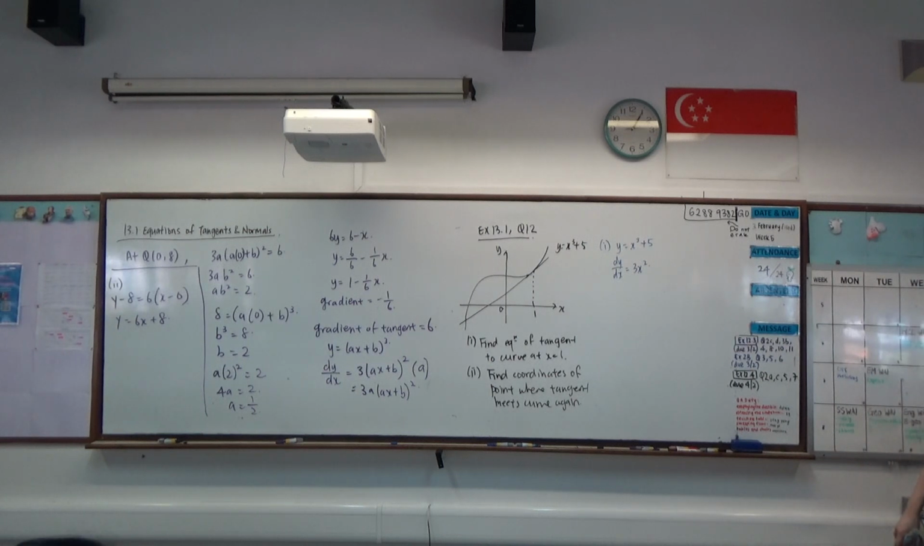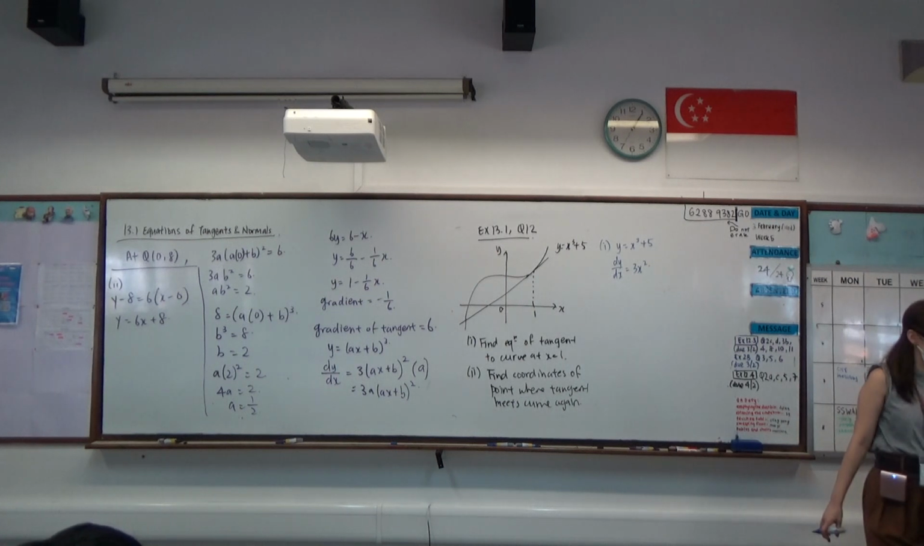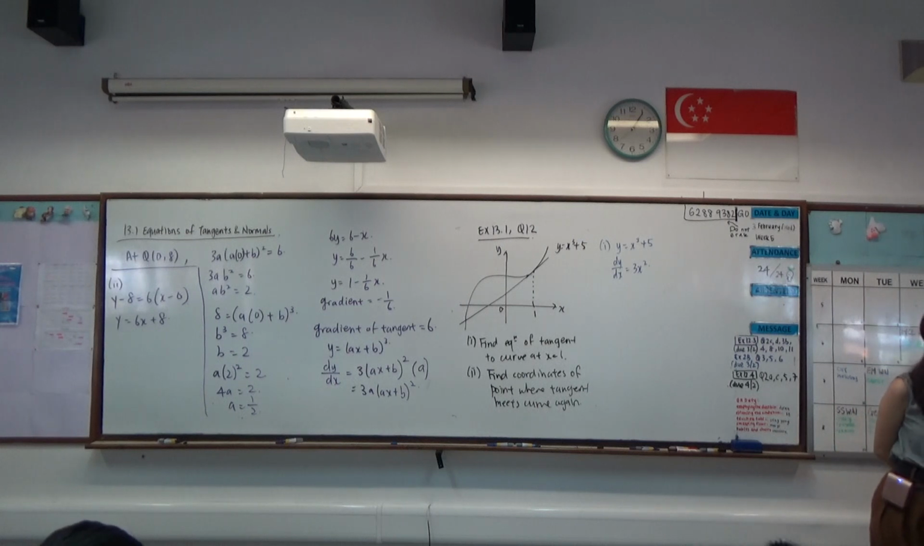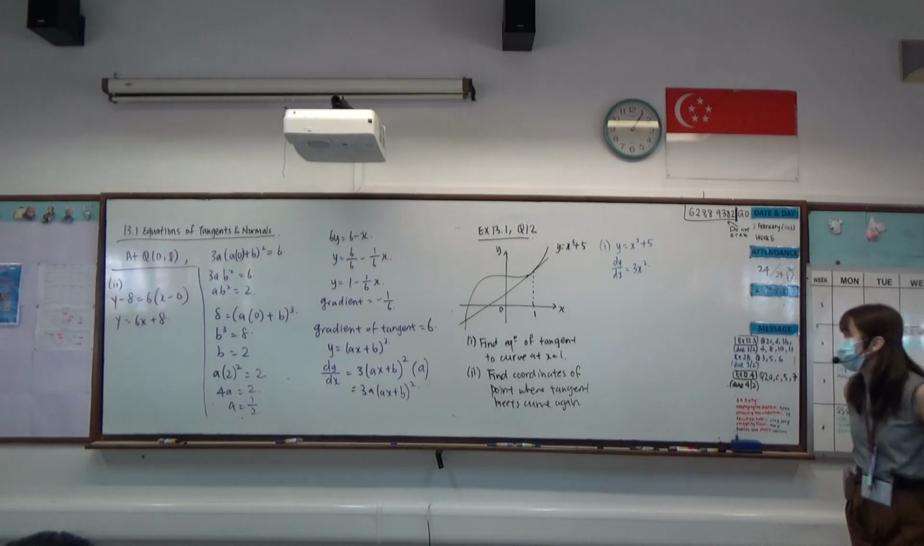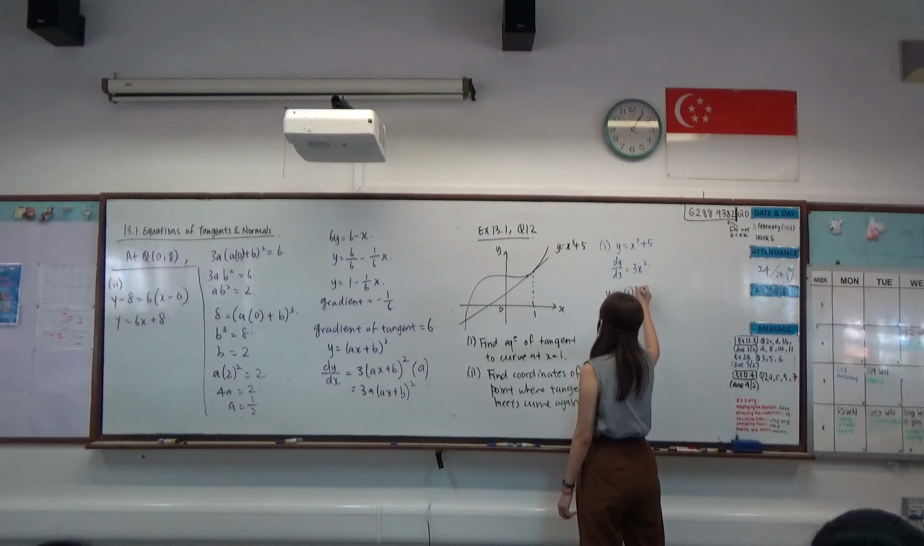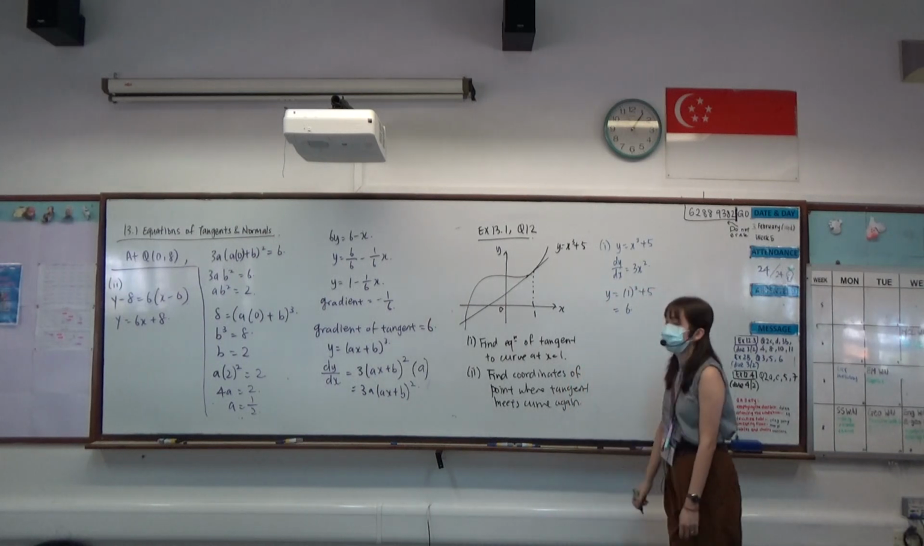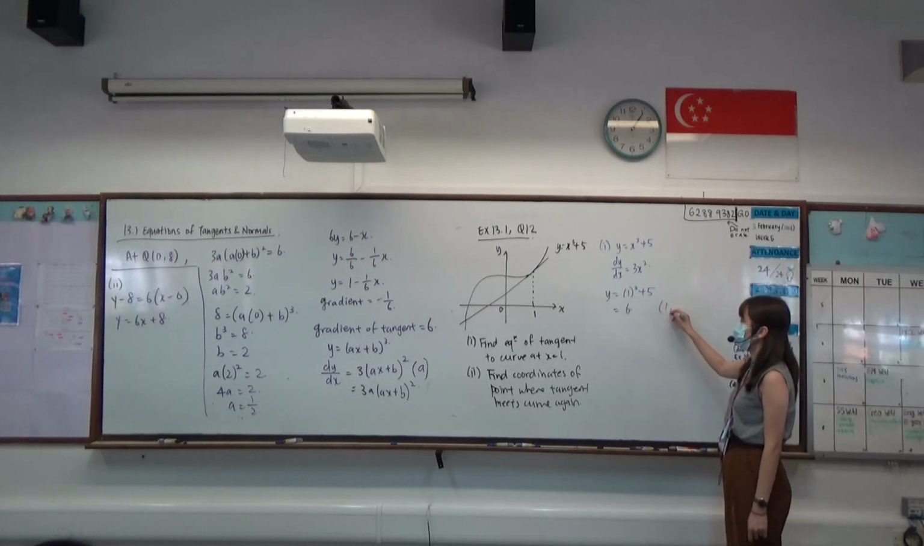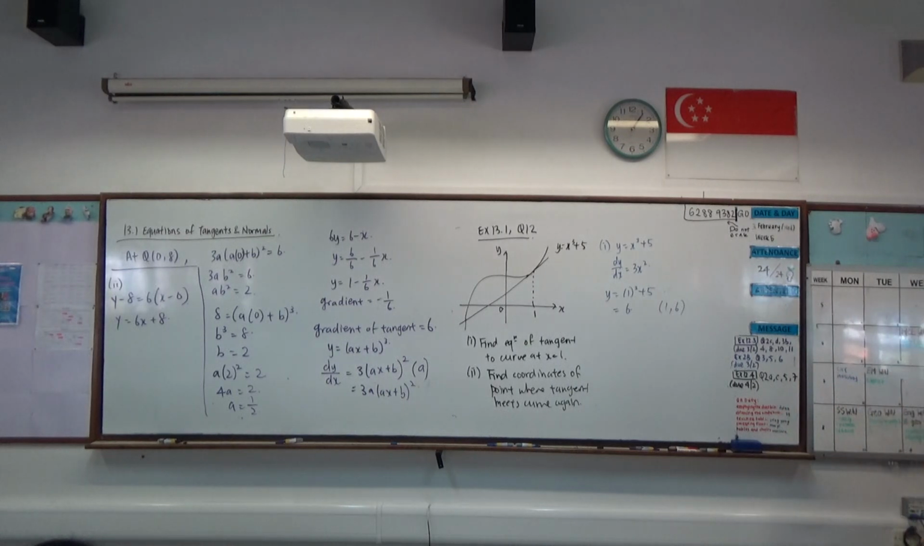Find the point of intersection between what and what? The tangent and the curve. How am I going to do that? Sub x equals 1 into the equation, okay. Then the point now is (1, 6).